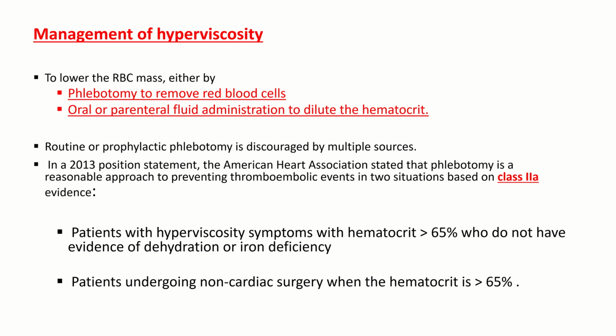In the recent guidelines from 2013, the American Heart Association keeps phlebotomy or venesection as a class 2A indication only in two conditions. If the patient has hyperviscosity symptoms and the hematocrit is more than 65%, with no evidence of iron deficiency anemia, because both of them will give the same symptoms. Or a patient undergoing non-cardiac surgery when the hematocrit value is more than 65. Otherwise, phlebotomy is not indicated in those cyanotic patients.